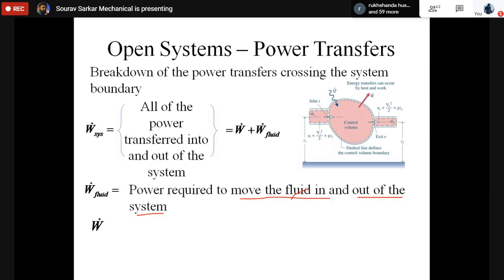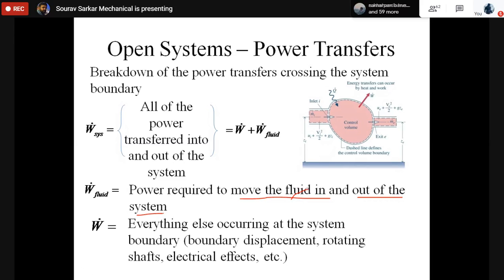So basically, if I give you one illustration, this W dot is already known to us. It is basically the work which is happening at the system boundary. It can be boundary displacement, rotating shaft, or electrical work, whatever it is. But we are now concerned with W dot fluid. What is W dot fluid?